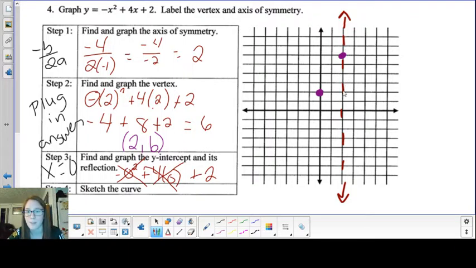Then I'm going to reflect my point. So if I'm up 2 and 2 to the left, I'm going to be up 2 and 2 to the right. So I have a point here. And then I'm going to sketch my graph.